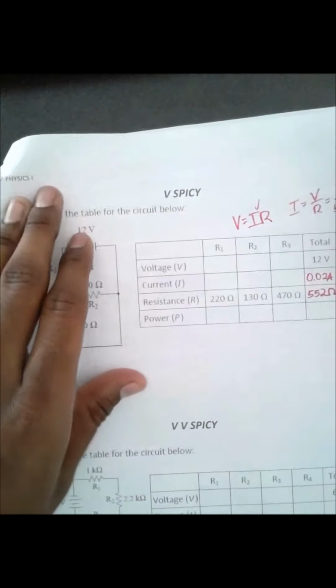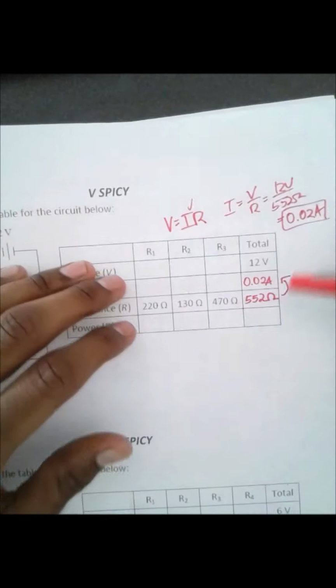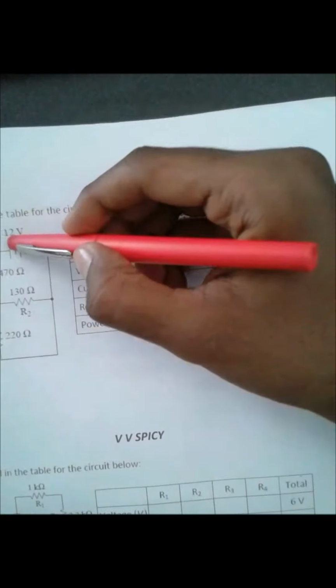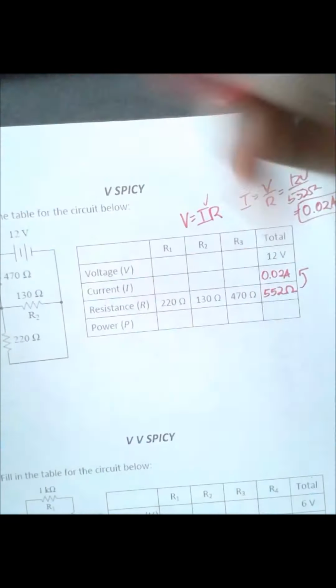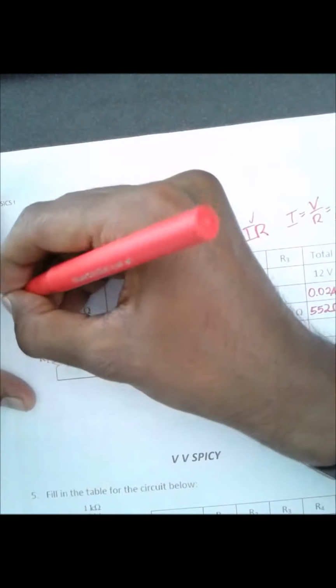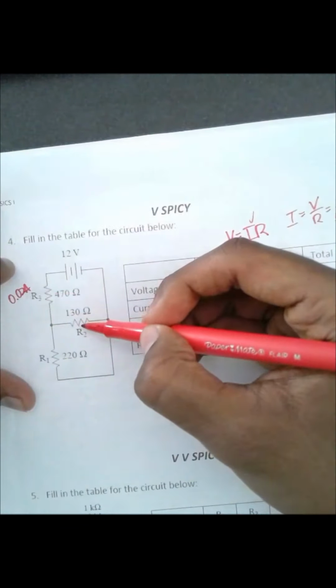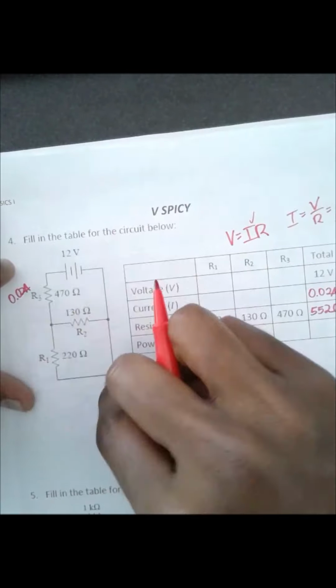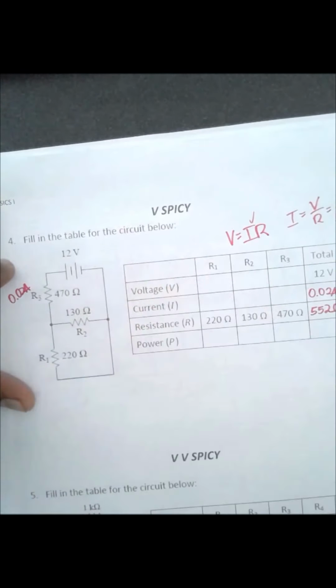Now, this is where things get a little funky. Now that we know there's 0.02 amps flowing in total throughout the circuit, there's got to be 0.02 amps going into R3, because that's the first thing the circuit encounters. Then it's going to split up, and we don't know what the current is in each branch. But we do know that the voltage drop across these two branches has to be the same.